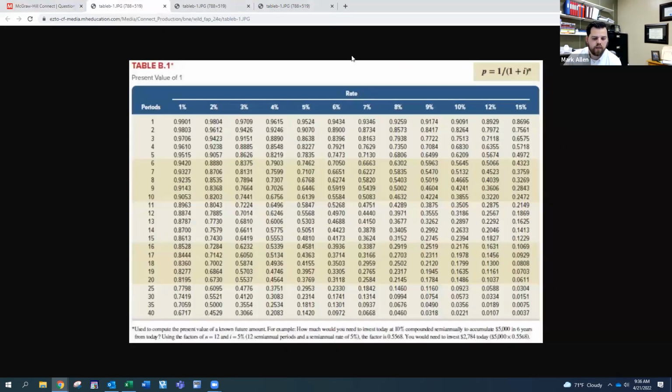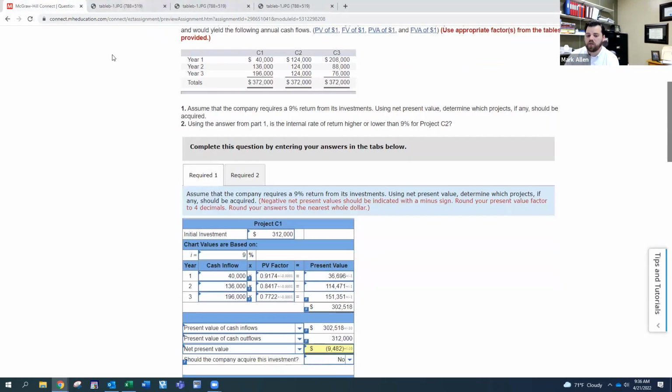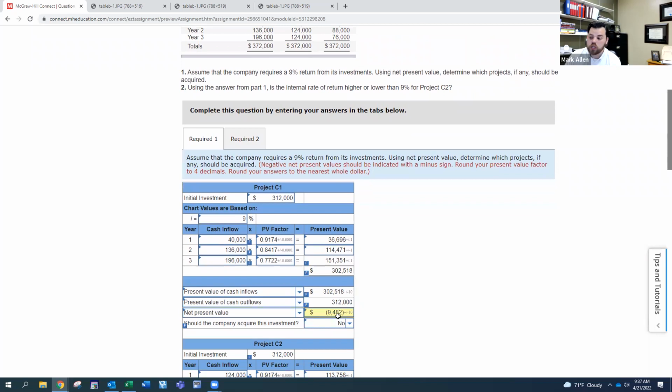Come into table B1, go over to 9, 0.91, 0.84, 0.77. Of course, keep all 4 decimals, but those are going to drop in. Multiply across, you get 302,000. Your present value of the outflow is 312. So you actually have a net present value. In this case, it is negative. That is negative. So you should not invest in this because this is less than 0. So it's a bad investment.